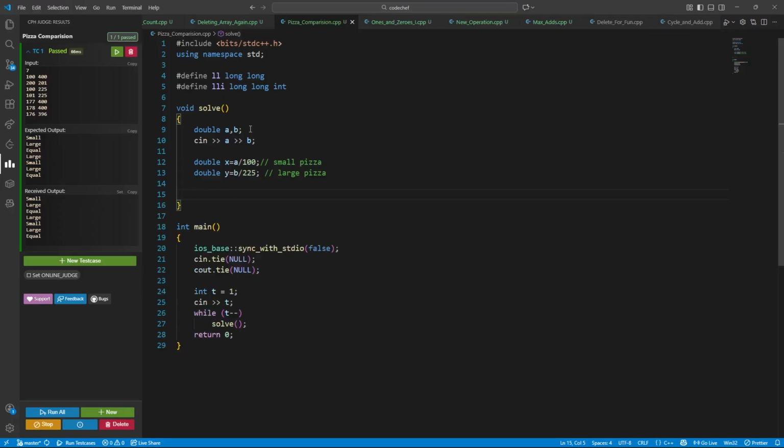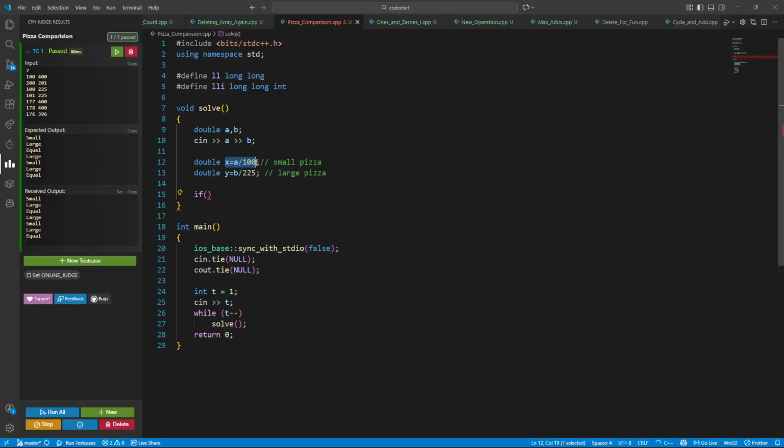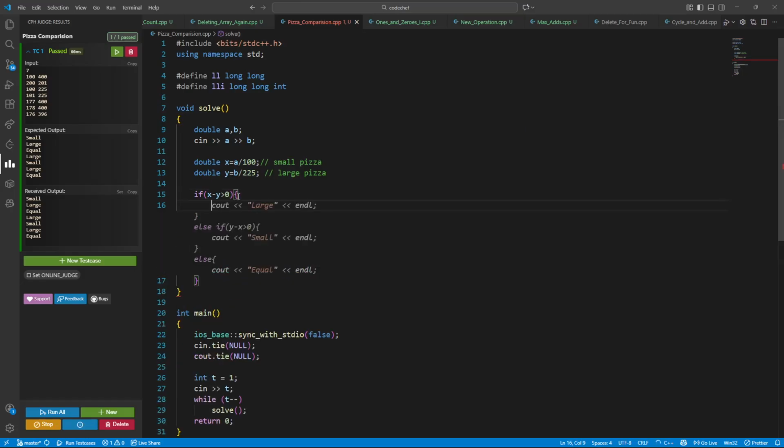It is always advisable that when you are comparing integers, you check x greater than y directly. But when you are doing double, when the value has a decimal part, you need to compare by x minus y. If x minus y is greater than 0, x has more value than y, so y is optimal because it has less value, and we print large. Else if y minus x is greater than 0, x has the smaller value, so I need to take the small pizza, or else equal.